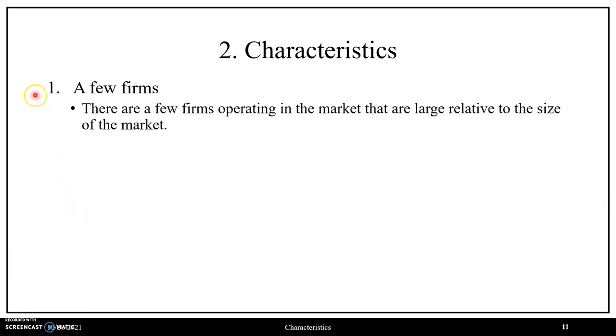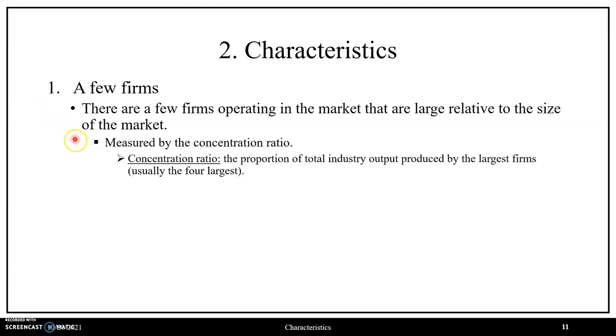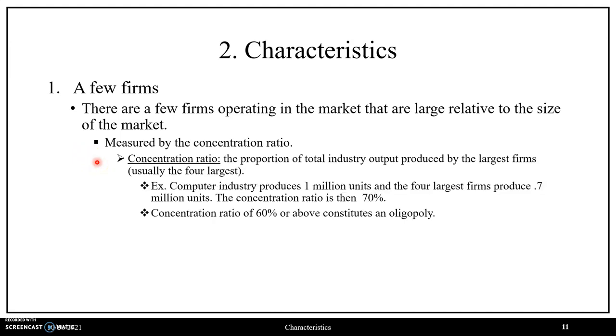Looking at these characteristics individually, a few firms is a classification assumption in which there are a few firms operating in a space that are large relative to the size of the market. We can measure the size of these firms in terms of the concentration ratio, which is the proportion of total industry output produced by the largest firms, typically the 4 largest.